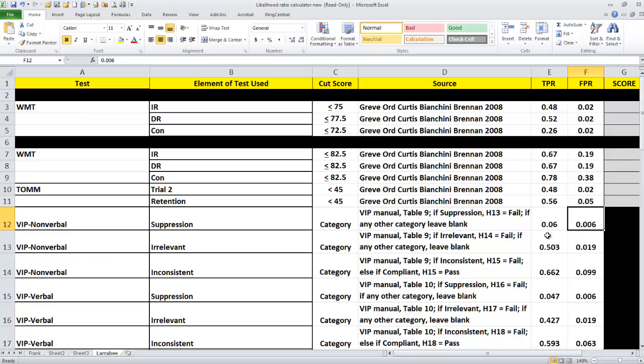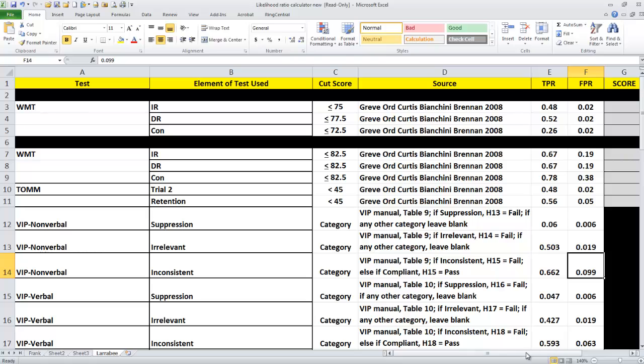And so these are low numbers of both catches and false alarms. The next category is irrelevant. If you're going to do irrelevant, then you're going to include all the suppressions in there, okay? So this catches both suppression and irrelevant, gives you a sensitivity of 0.503, and the false positive rate, of course, increases as well. And then again, if you're looking at an inconsistent VIP finding, it's going to incorporate all three of these categories. The sensitivity then is 66%, false positive rate 10%.